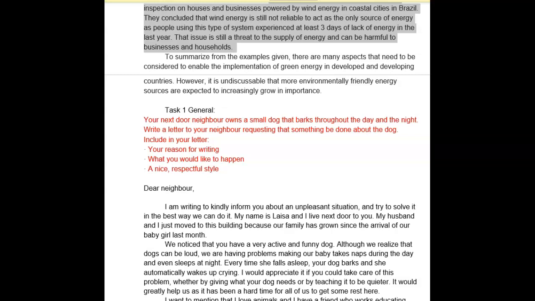However, it is undiscussable, that's not the right word, okay, definitely not. Indisputable, I think is what you mean, that more environmentally friendly energy sources are expected to increasingly grow in importance. Okay, that's fine. All right.